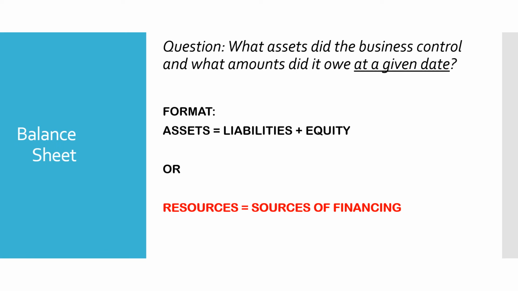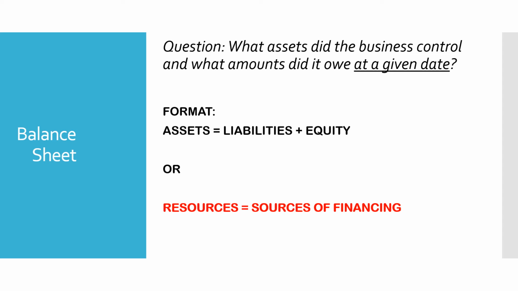The balance sheet answers the question, what assets did the business control and what amounts did it owe at a given date? So we know that assets, liabilities, and equity accounts are found on the balance sheet. And the format of the balance sheet is what we call the accounting equation, which is assets equal liabilities plus equity.